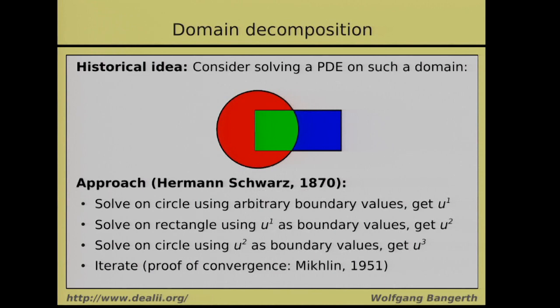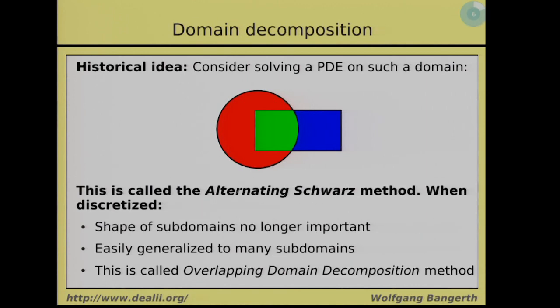I think it's miraculous that back in the day they would do these sort of things. He did it on a piece of paper, right? It took 80 years until Michelin came along, and so Schwartz was German, Michelin was Russian, until he proved convergence. So we know today that this iteration doesn't just work empirically, but it actually converges. So that's sort of the historical background of this method. This is called the alternating Schwartz method.